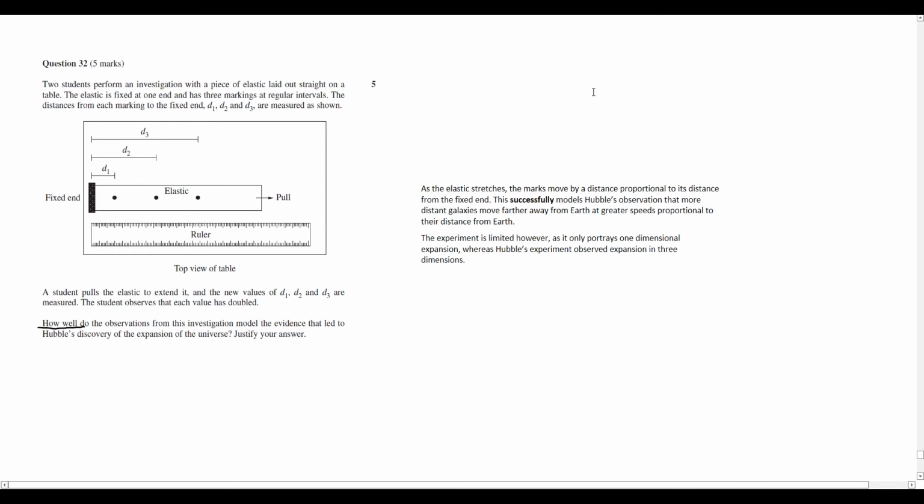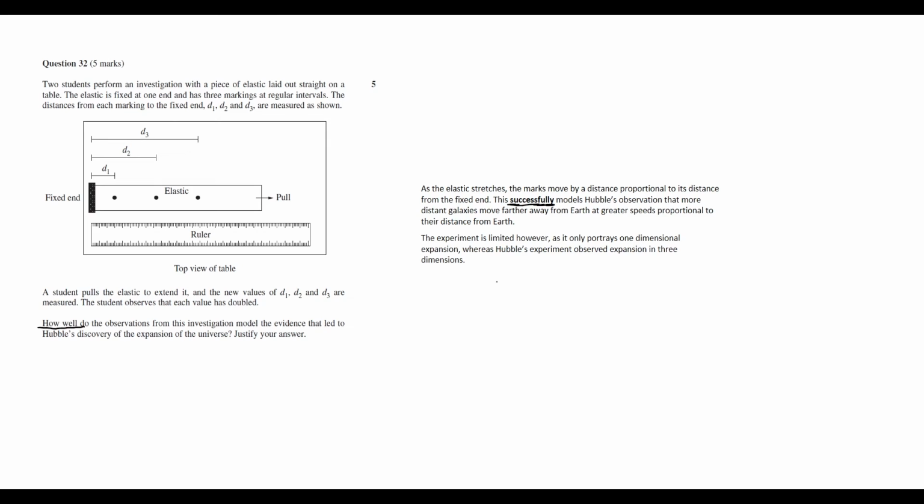As the elastic stretches, the marks move by a distance proportional to its distance from the fixed end. This successfully models Hubble's observation that more distant galaxies move farther away from Earth at greater speeds, proportional to their distance from Earth. And that is exactly what we expect to see. So, key here is that we've said that it successfully models Hubble's observation. Now, I have included the limitation here because we should always aim to include some limitations when we look to discuss a model.